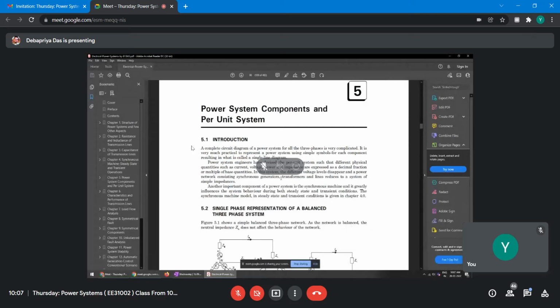Calculation will be easier, right? So, power unit system actually is your, what you call, just one minute, just one minute.